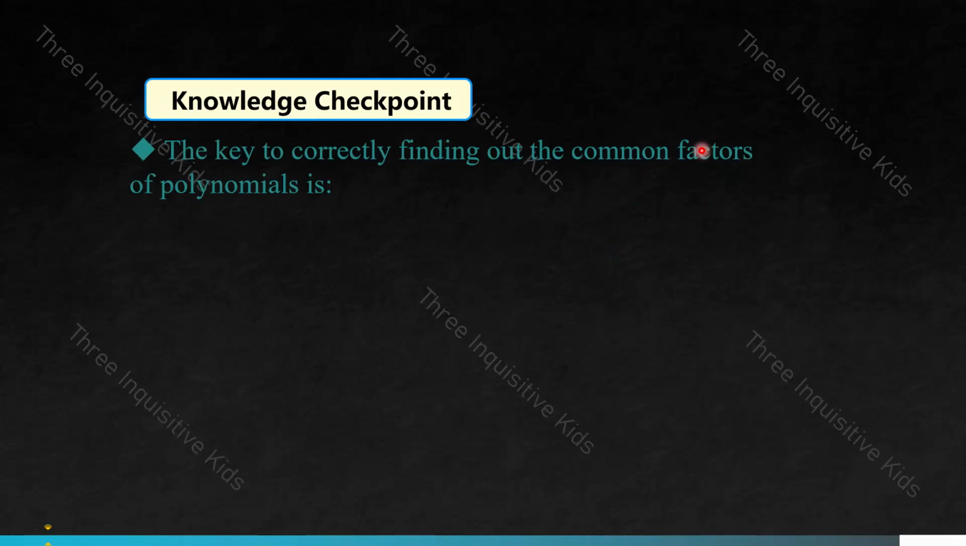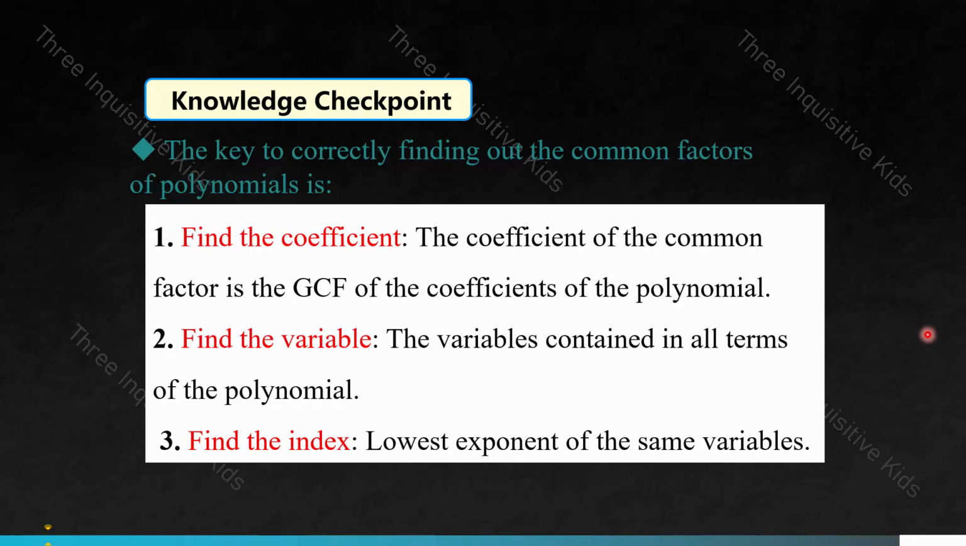Knowledge checkpoint. The key to correctly finding the common factors of polynomials is, first, to find the coefficient. The coefficient of the common factor is always the GCF, greatest common factor, of the coefficients of the polynomial. Then we have to find the variable, which is the variables contained in all terms of the polynomial. And finally, the index of that variable, which would be the lowest exponent of the same variables. Again, this also will seem less complicated once you expand each term.